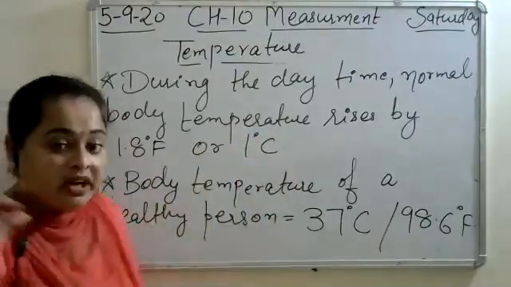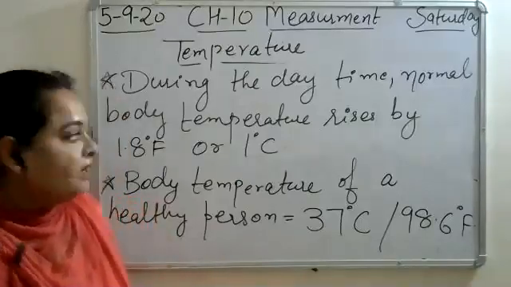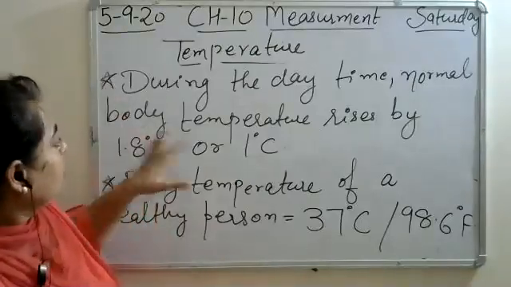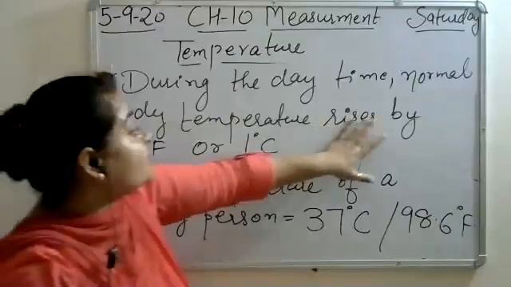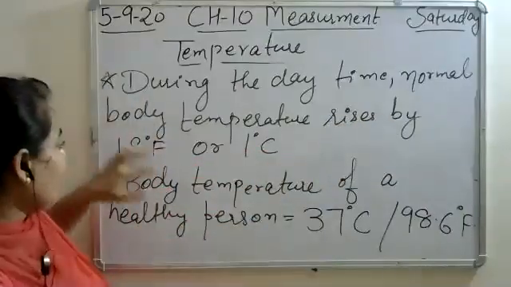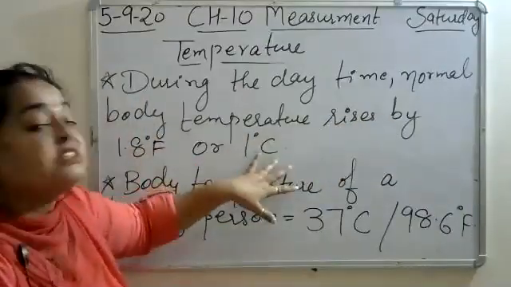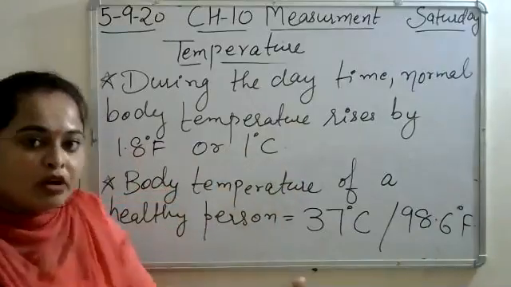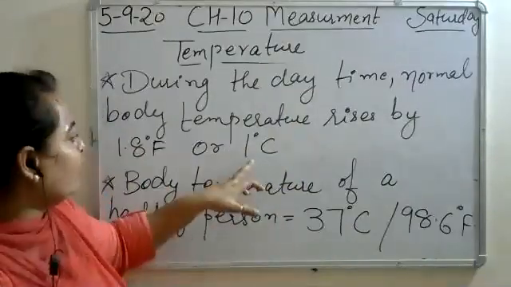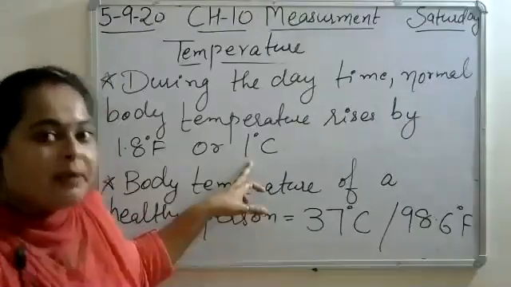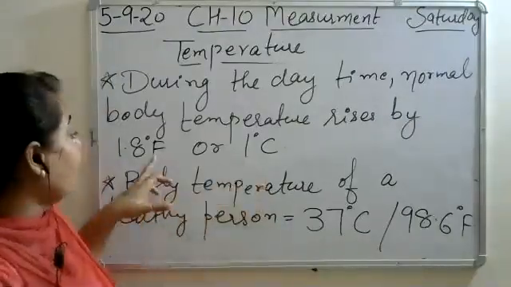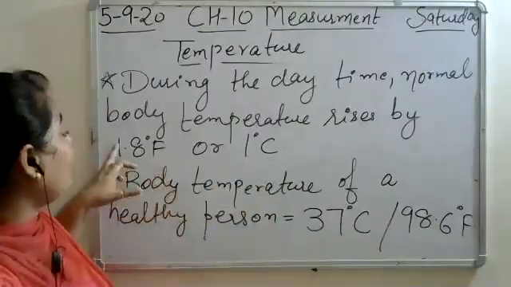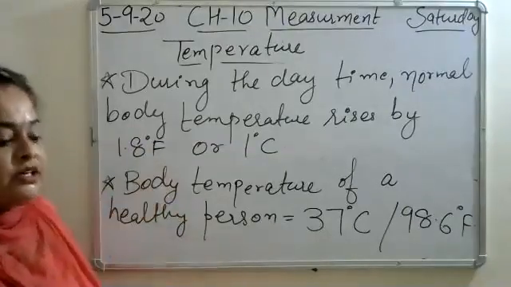Daytime, not in the morning, during the daytime. In the afternoon, body temperature rises by 1 degree Celsius or 1.8 degree Fahrenheit. If you want to give your result in Celsius, then you will write 1 degree Celsius. But if you want to give your result in Fahrenheit, then you will write 1.8 degree Fahrenheit. Note down.